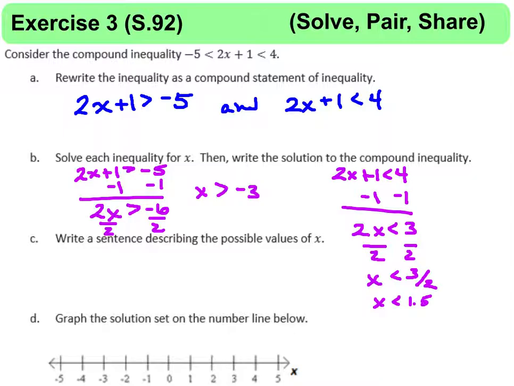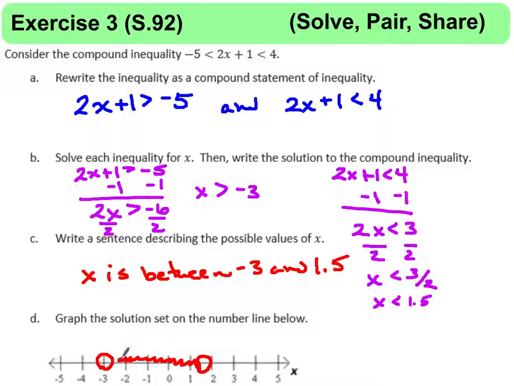They want us to write a sentence describing the values of x, so we would state in the same general fashion that x is between -3 and 1.5. When I go to graph that, again, a greater than sign will indicate an open circle at -3. At 1.5, it'll be in between 1 and 2. We'll have another open circle, and we'll shade everything in between.